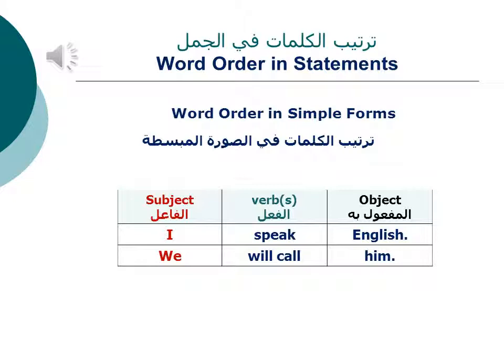I speak English. We start with I as a subject, then the verb speak, and then English, which is the object. The second one, we will call him. We is used as a subject. Will call is the verb with the use of the modal, and him is the object.